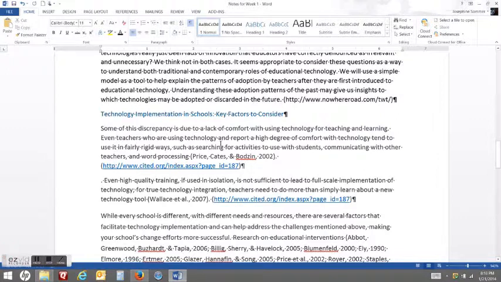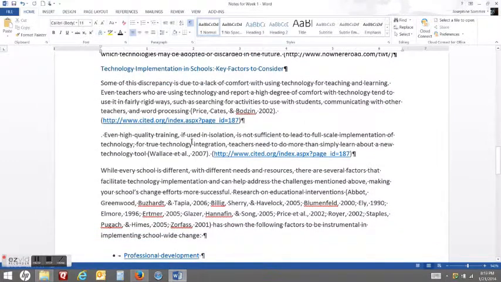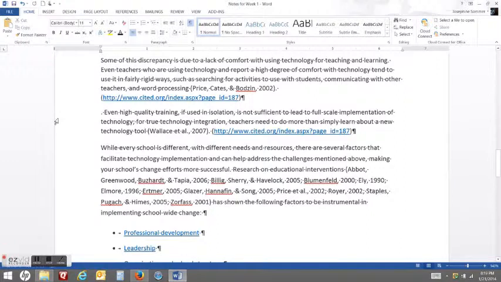Even teachers who are using technology and report a high degree of comfort with technology tend to use it in fairly rigid ways, such as search, word processing, communicating with other teachers. Even high quality training, if used in isolation, is not sufficient.